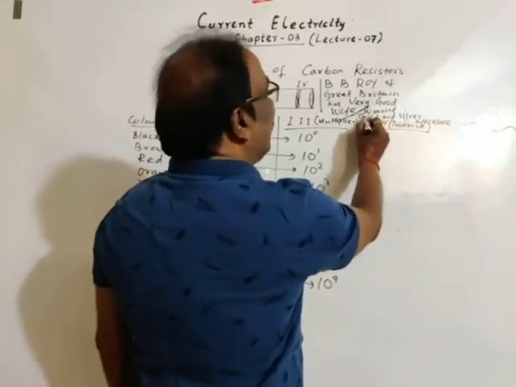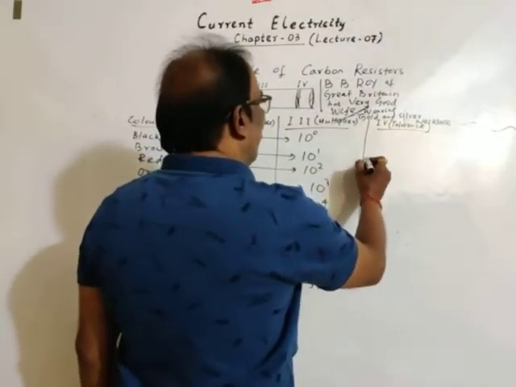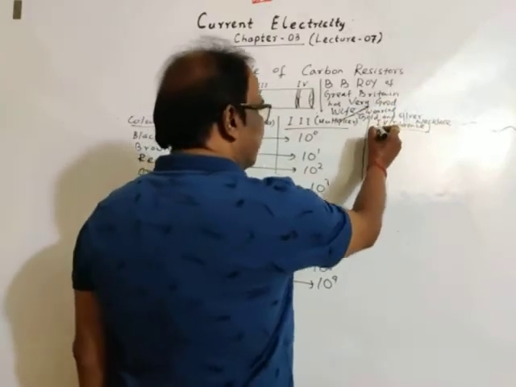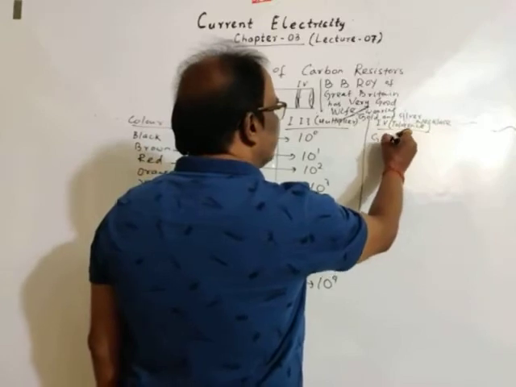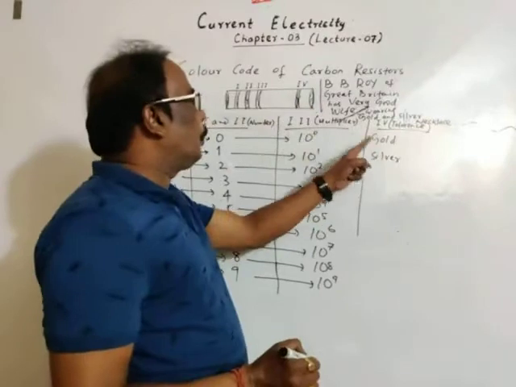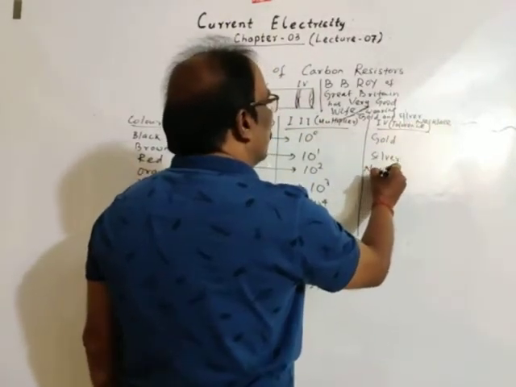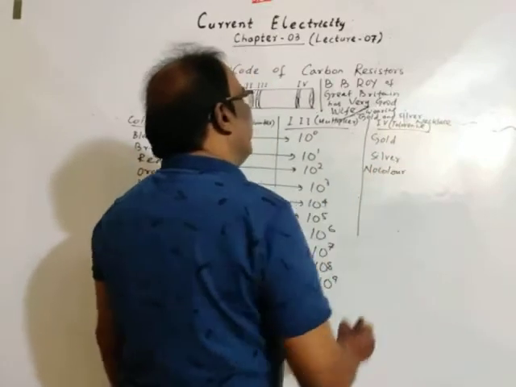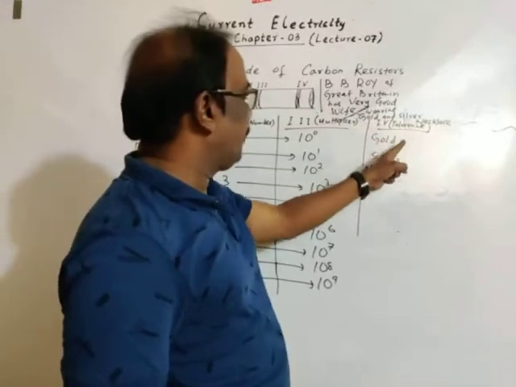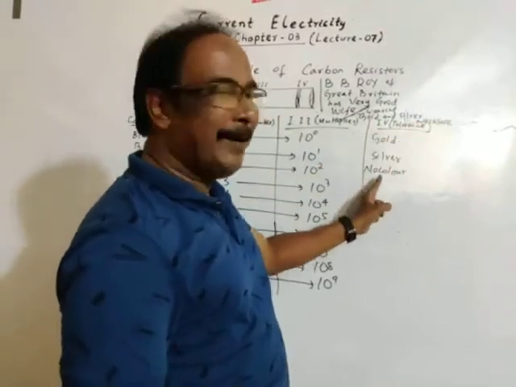Wearing gold and silver necklace. Then tolerance: gold, silver, footwear may contain gold or silver or M. M for no color. Gold, silver, M, no color.